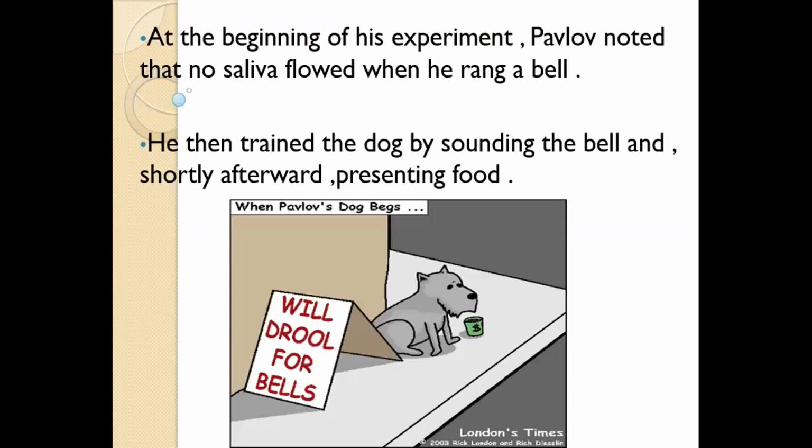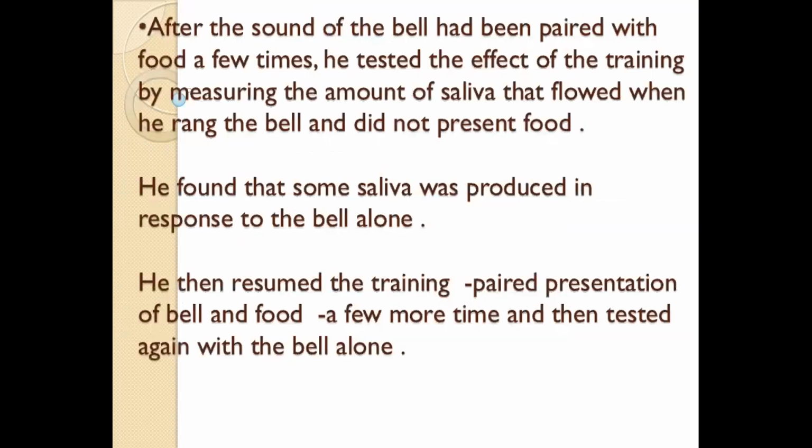At the beginning of this experiment, Pavlov noted that no saliva flowed when he rang a bell. He then trained the dog by sounding the bell and shortly afterward presenting food. After the sound of the bell had been paired with the food a few times, he tested the effect of the training by measuring the amount of saliva that flowed when he rang the bell and did not present food. He found that some saliva was produced in response to the bell alone. He then resumed the training, paired presentation of the bell and food a few more times, and then tested again with the bell alone.